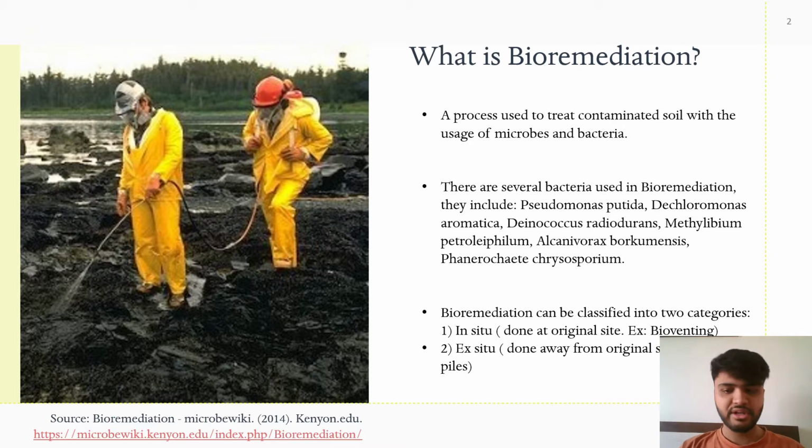And there are many bacteria, as you can see on the screen. There are several bacteria, 6 or 7 types, which are commonly used in the bioremediation process. Bioremediation is classified into 2 categories: first in situ and second ex situ. In situ is the original site. Bioremediation is done on the original site, and ex situ is done in the lab or in vitro.